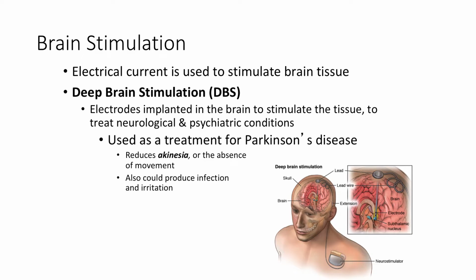As you can see in this picture, here you have the electrode, and it goes all the way into the brain, so it can stimulate, for example, the subthalamic nuclei. Because this procedure has to go into the brain, it can even damage the brain and also introduce infections.